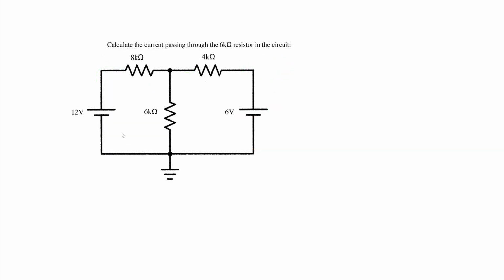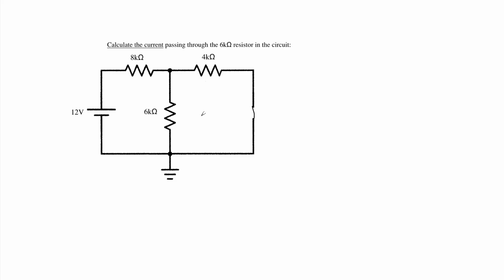For this problem, we will need to calculate the current passing through the 6 kilo ohm resistor for the circuit. Now, upon inspection, I see that we have 2 voltage sources. Therefore, we will need to utilize superposition to solve. So, closing out one of our sources with a shorted wire, let's go ahead and solve this side, and then we will do the same for the other source.